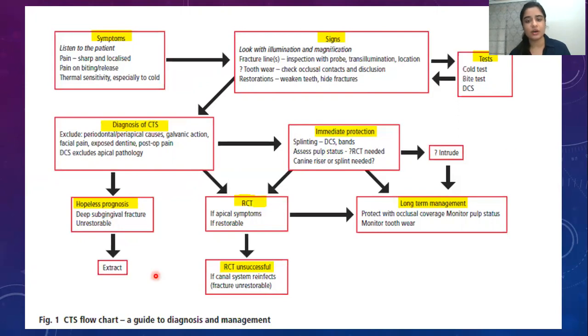And otherwise, we have to go for a root canal treatment. If it is successful, you have to review it up to 6 weeks, and then we can go ahead with the crown. And if it is unsuccessful, then the tooth will go for extraction. Now, for long-term management, again, if the case is of reversible pulpitis and you have not done a root canal treatment, then you protect it with occlusal coverage, monitor the pulpal status, and monitor the tooth wear.